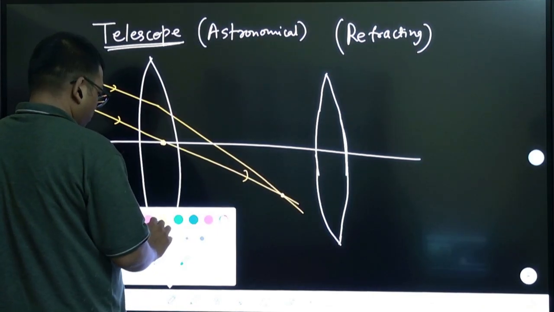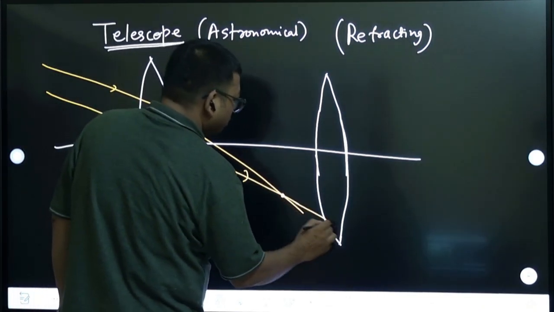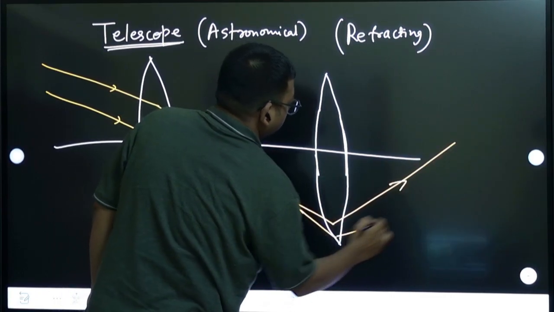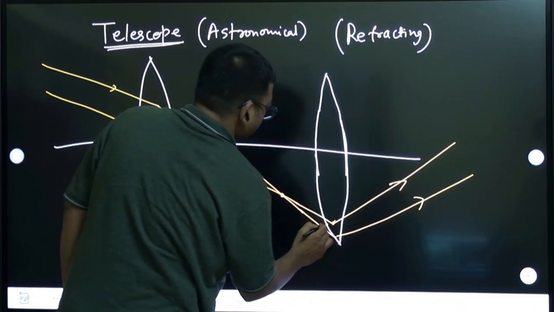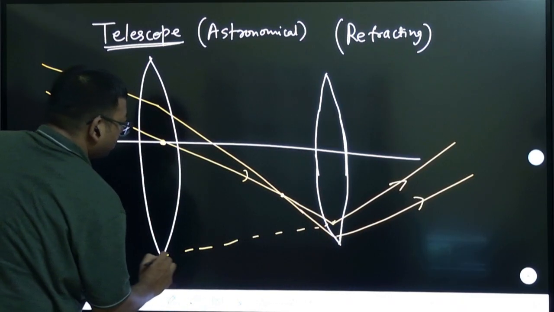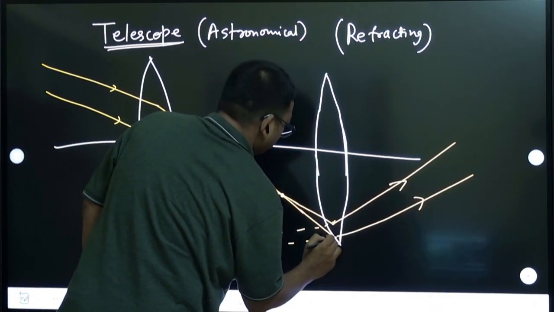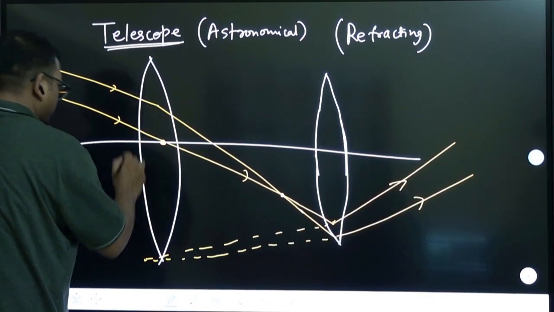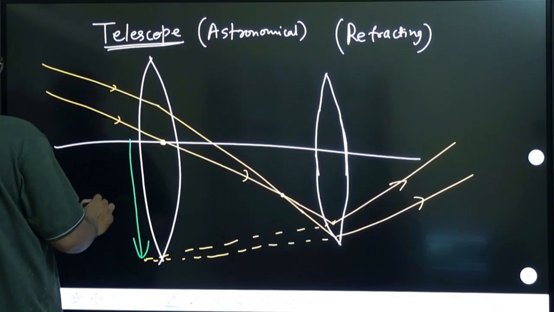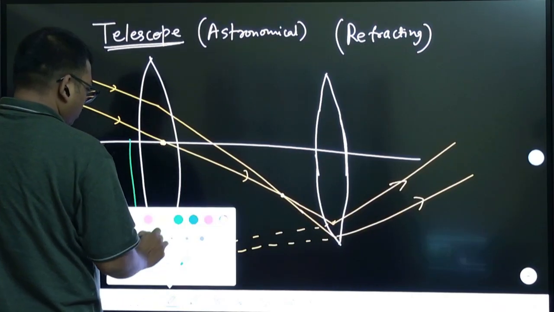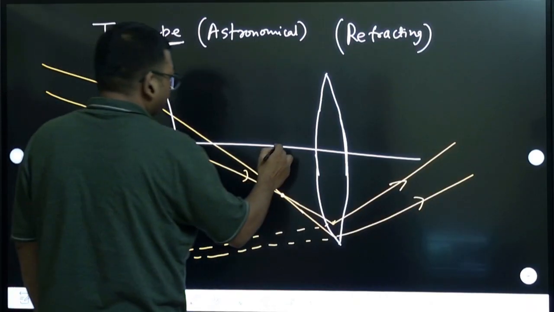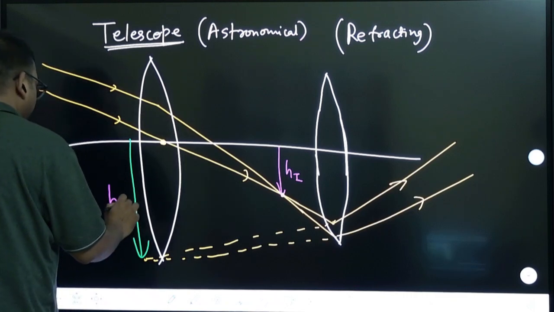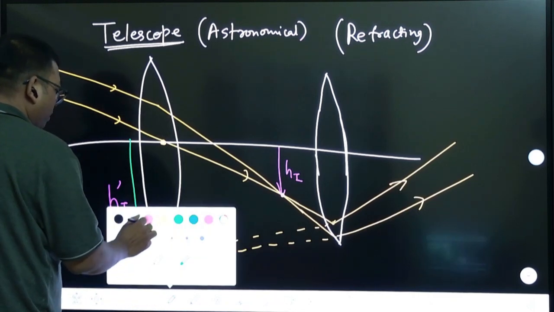So this ray is hitting here, this ray is hitting here. Then they are going like this, diverging, and then they have extended it, right? And this is the final image. Okay. So here, what is important is this image Hi, and this is Hi test. Okay.